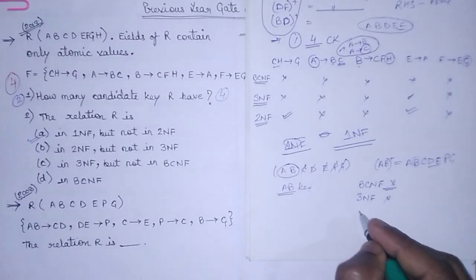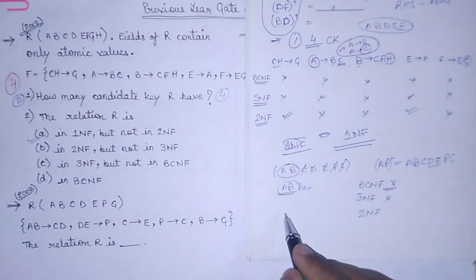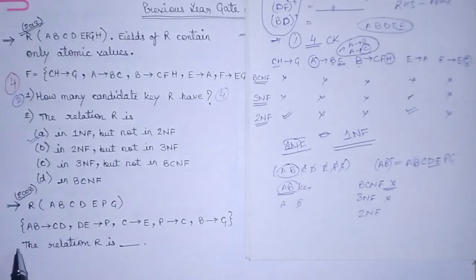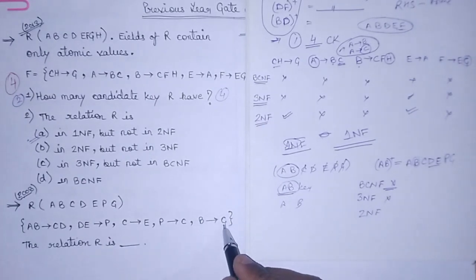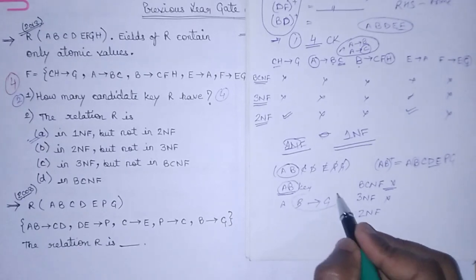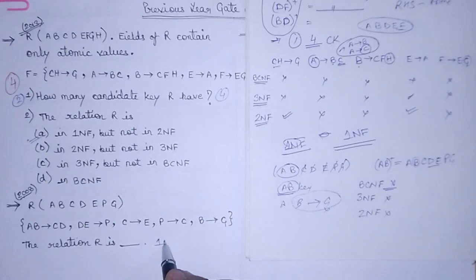Now we have to check for 2NF. For 2NF we need to check whether any subset of the key is defining a non-prime attribute. So we have to check for A and B. There is no A on the left-hand side, but B is here. So the subset of this key, B, is defining G, and G is not a prime attribute because it is not a part of the key. So B defining G violates the condition of 2NF also. Therefore the relation is in 1NF. This way we can find out whether the relation is in 1NF, 2NF or 3NF.